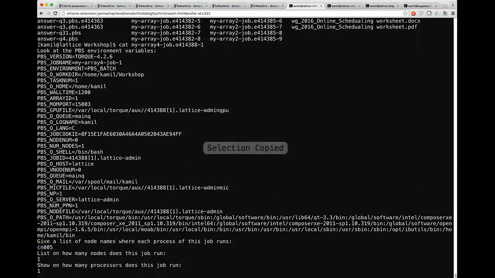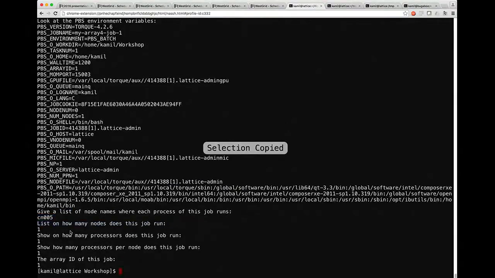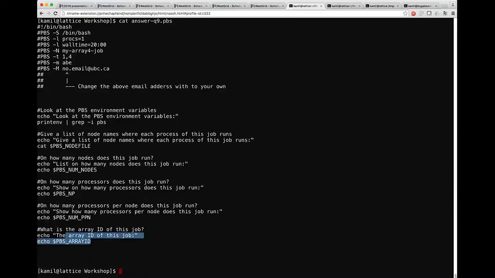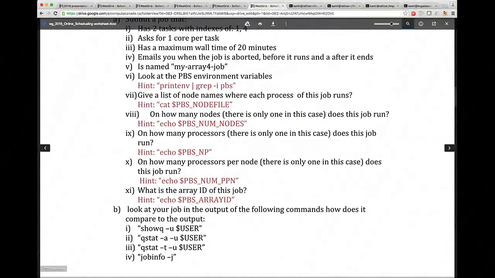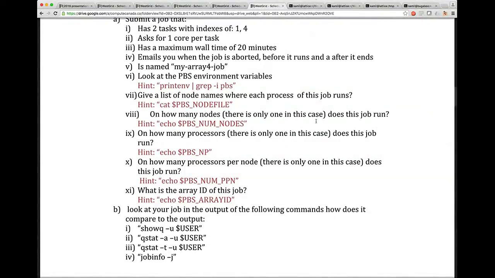Just right here. If we went inside that job, we printed out that file, it would actually give us that result. How many nodes does this job run on? One. How many processors does it run on? One. So this is PBS num nodes, PBS num PPN, and so on. We're printing off these results. Basically running this.